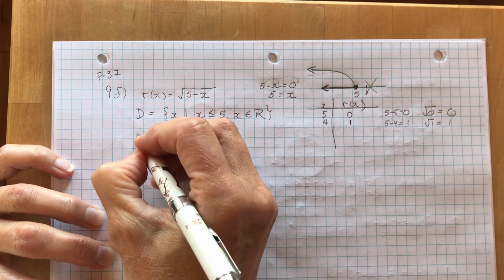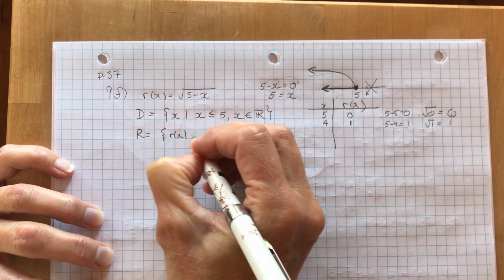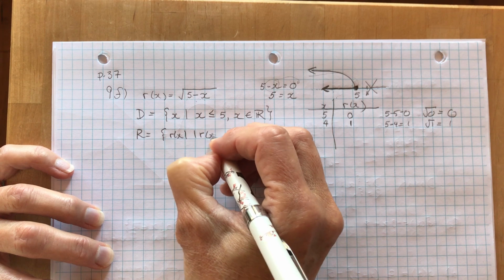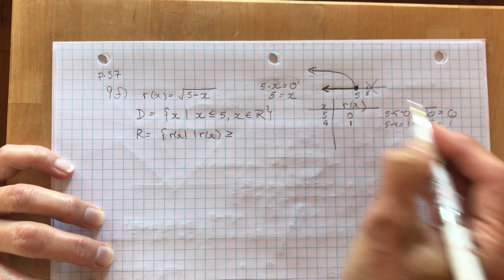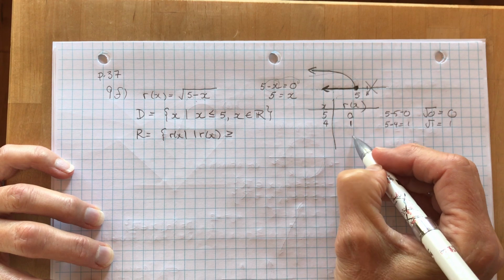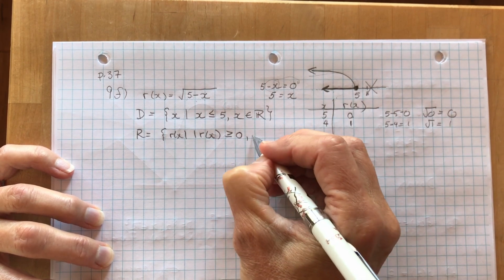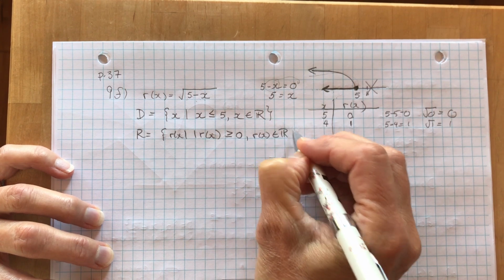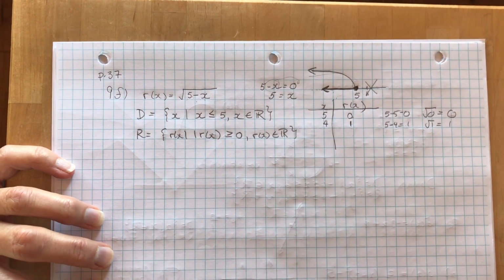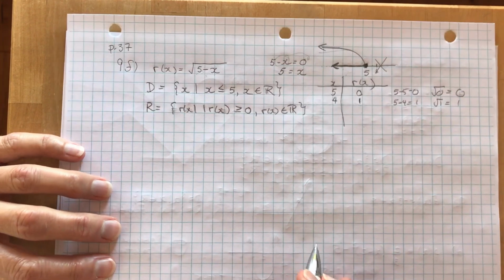So that means my range is going to be r at x such that r at x is greater than or equal to 0. It starts at 0. All these numbers are going to be positive, greater than 0. r at x is an element of real numbers. Okay, so that's three little questions from number 9. I'm going to do number 10, which is a word problem.